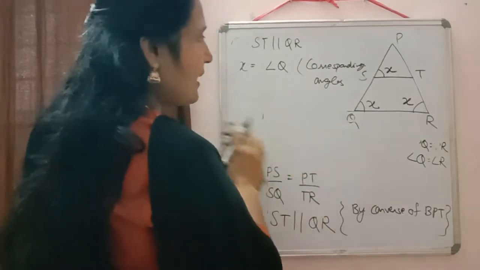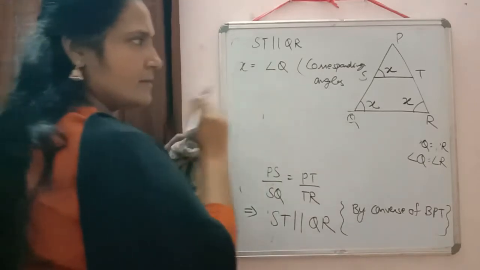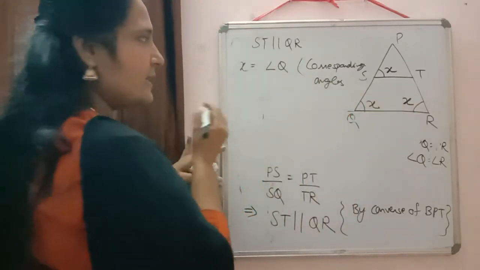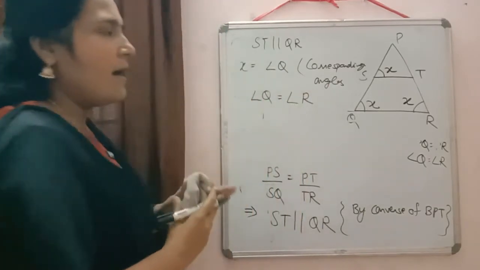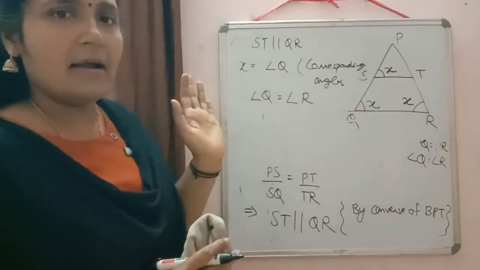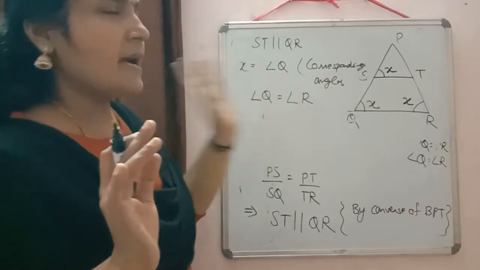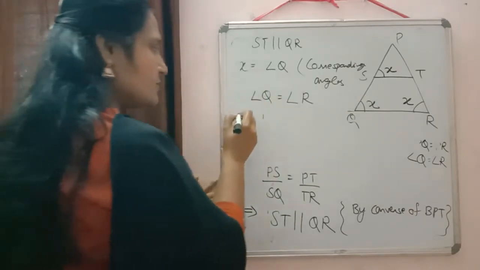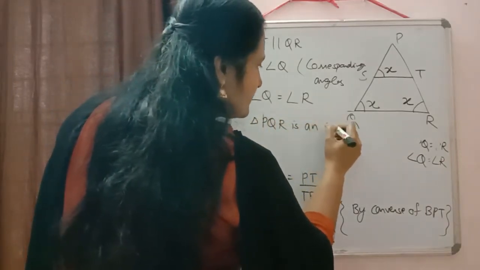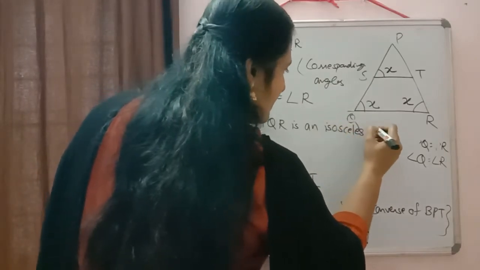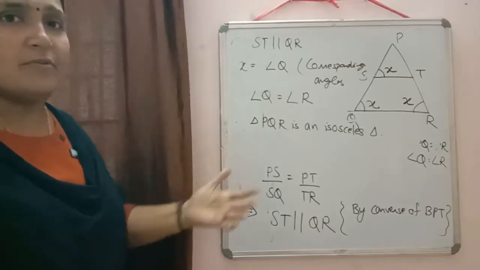Don't write it before, only write after proving. So we proved here angle Q is equal to X. Angle R was also equal to X. Then we can say, therefore, angle Q is equal to angle R. So if two angles are equal, automatically we can say the triangle is an isosceles triangle. So just write down, therefore, triangle PQR is an isosceles triangle. I hope this question is clear to you. In this way, slowly we will do the questions.